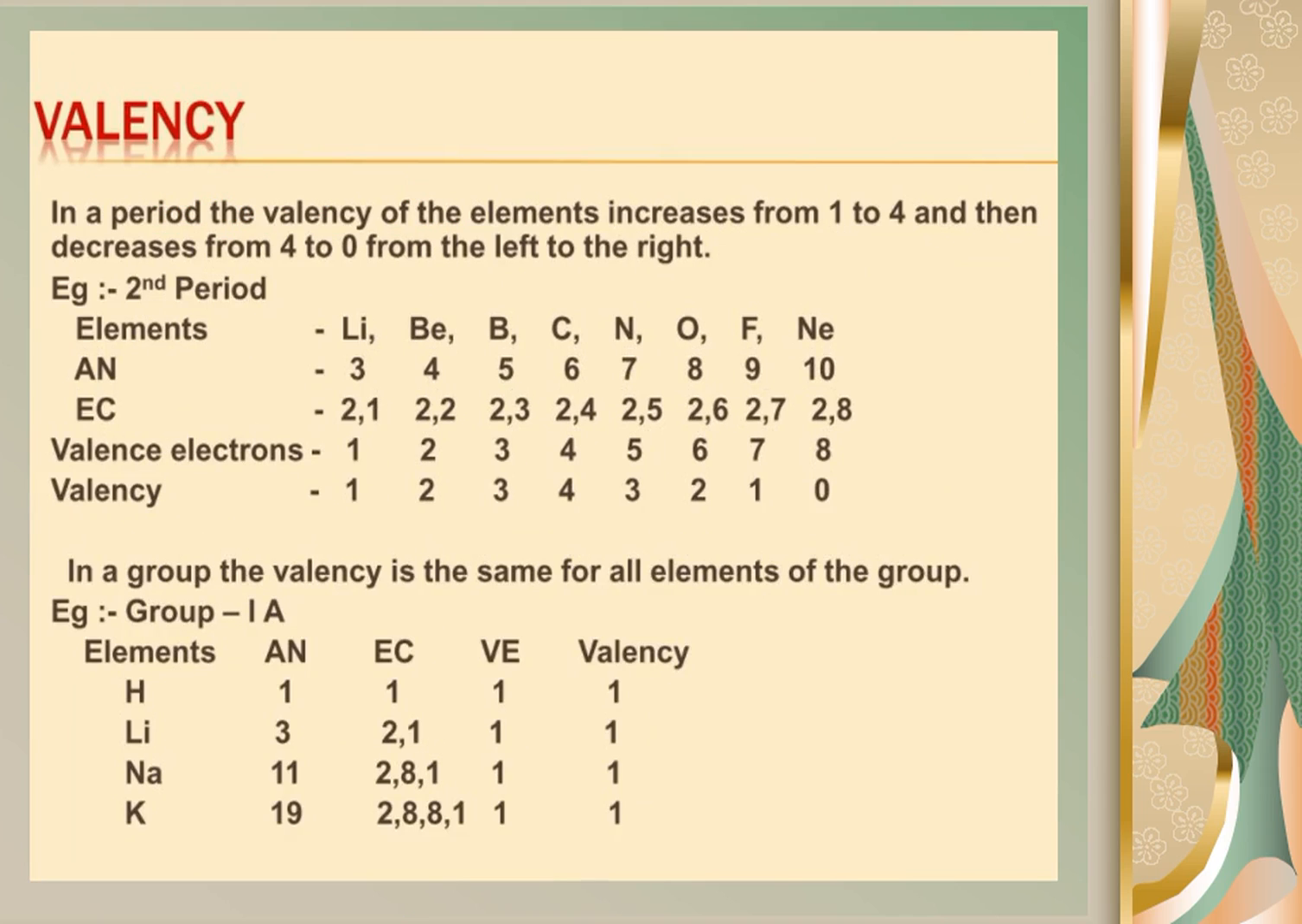Valency. Valency is defined as the combining capacity of an element. It depends upon the number of electrons present in the outermost shell, or valence electrons. In a period, the valency of the elements increases from 1 to 4 and then decreases from 4 to 0 from left to right, but in a group the valency is the same for all elements of the group.